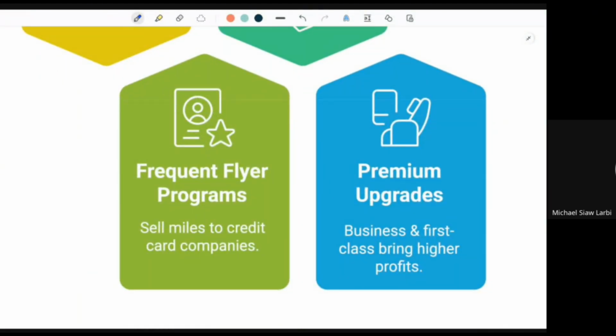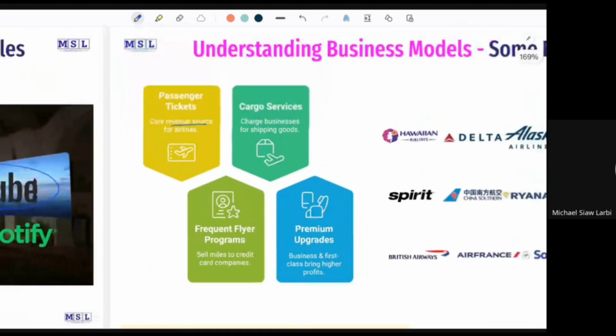So they have collaborations with some of these credit card companies. They can sell miles to them. In fact, many of the airlines today are operating more like financial services providers, right? Because you can use your miles to do some shopping later. Credit card, you can use the miles to fly. You can get credit card cash backs and all of that, right? So these are also ways they make money. And then premium upgrades. If you want to fly first class or business class, no problem. Pay us extra. We'll give you a nice, comfortable seat and you can fly in comfort, right? So that's how airlines make money.